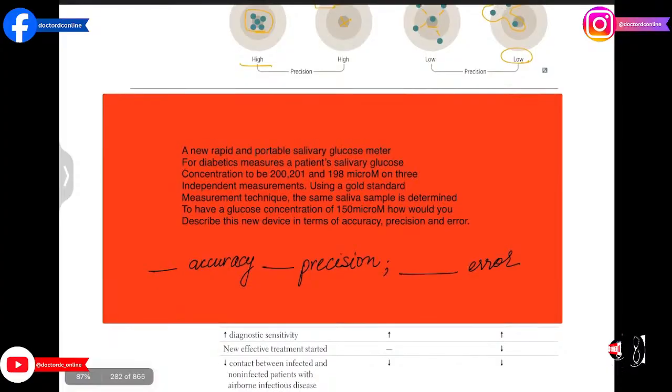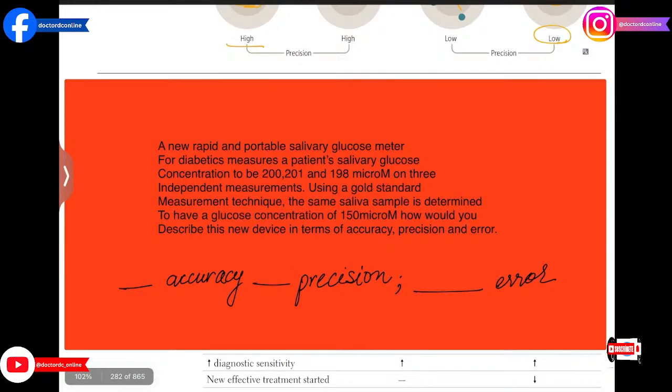Okay, time for another practice question. A new rapid and portable salivary glucose meter for diabetics measures a patient's salivary glucose concentration to be 200, 201, and 1,008 micromolar on 3 independent measurements. Using a gold standard measurement technique, the same saliva sample is determined to have a glucose concentration of 50 micromolar. How would you describe this new test in terms of accuracy, precision, and error?